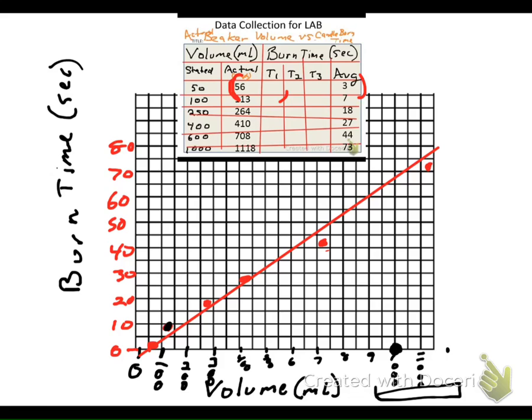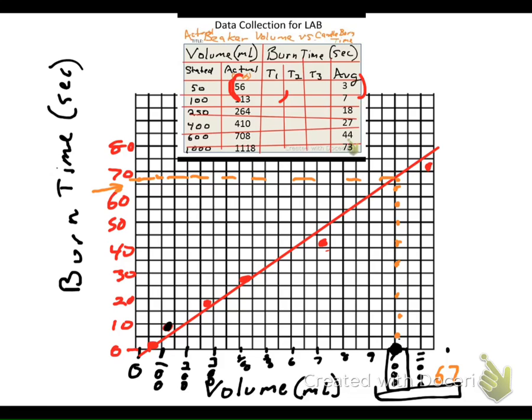So what you do is you go to your 1,000 line on here. I'll use a different color here. You draw a dotted line straight up. You should probably use a ruler for that. Till you hit right here. And then if you read across the graph over this way, and you can draw these dotted lines on your actual graph, it'll tell you what a 1,000 milliliter beaker should burn for. And I'm getting approximately 67 seconds.